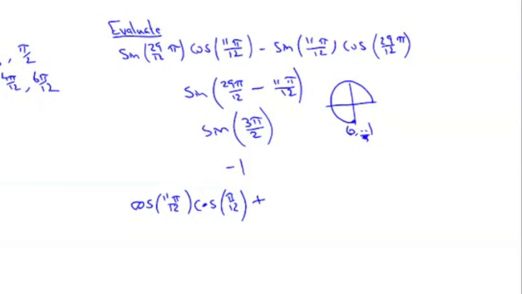Plus. Wait, question. Hold on. Oh, let me just write this down so I don't forget it. Question. The answer was that one, this is like -1. Negative 1. Because after you put it together using the formula, you get 3 pi over 2. And the sine of 3 pi over 2 is -1.